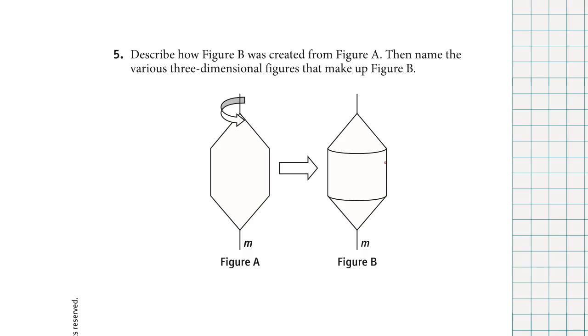It says describe how to make it. We simply need to say that we're going to rotate figure A around a vertical axis line.